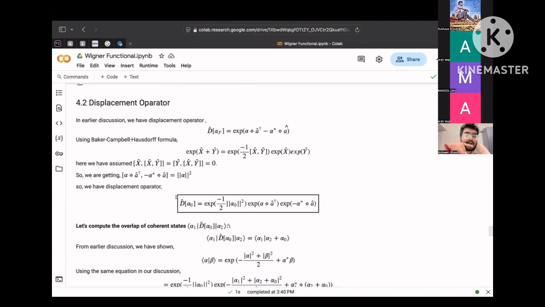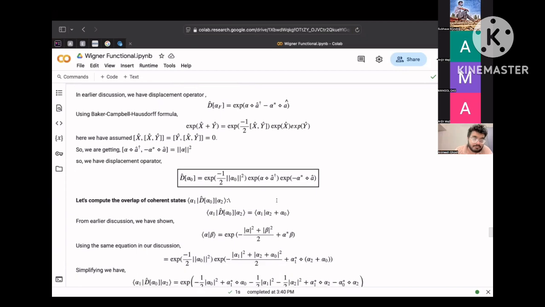This is the thing I want to remind you. So if you just put these values, you get D of alpha naught equal to the exponential of minus half mod alpha naught square, times the exponential of alpha times a dagger, times the exponential of minus alpha star times a.